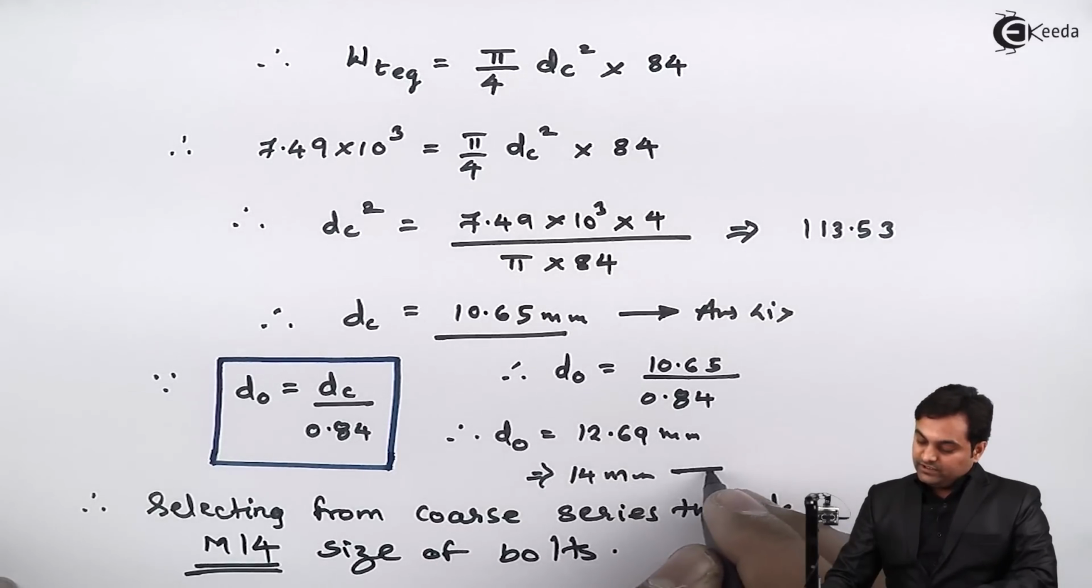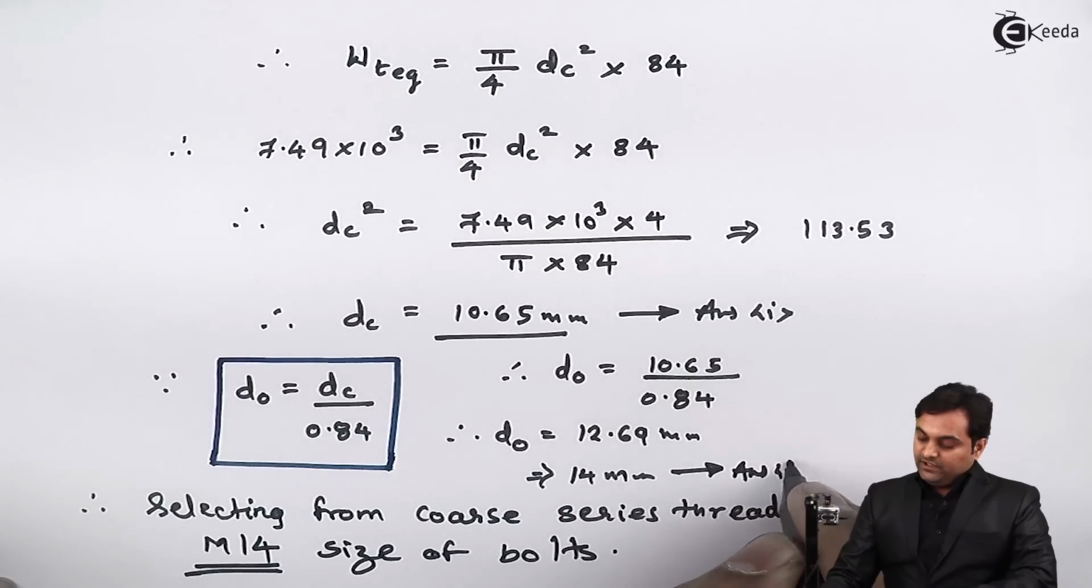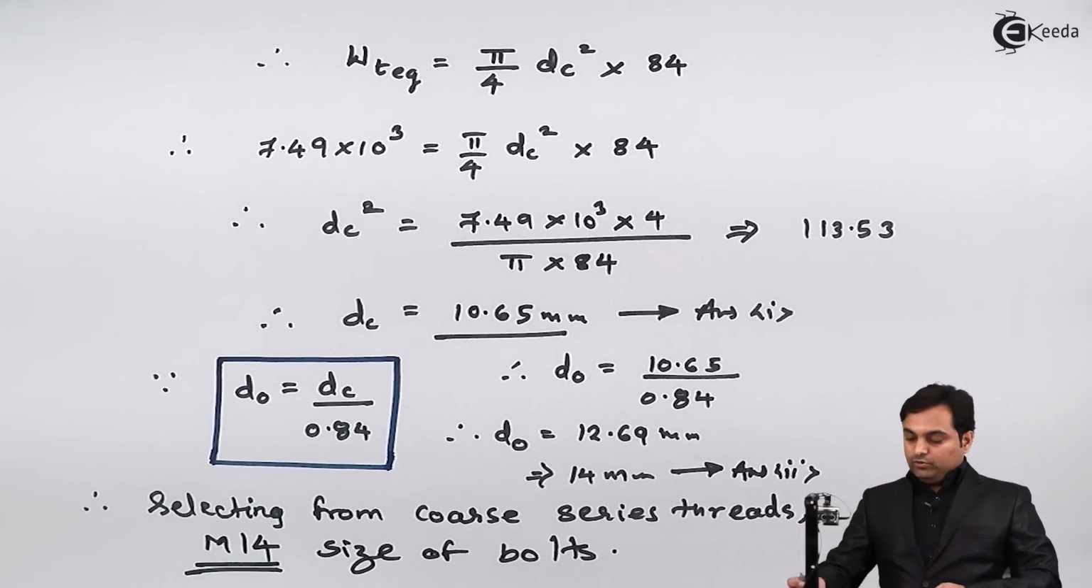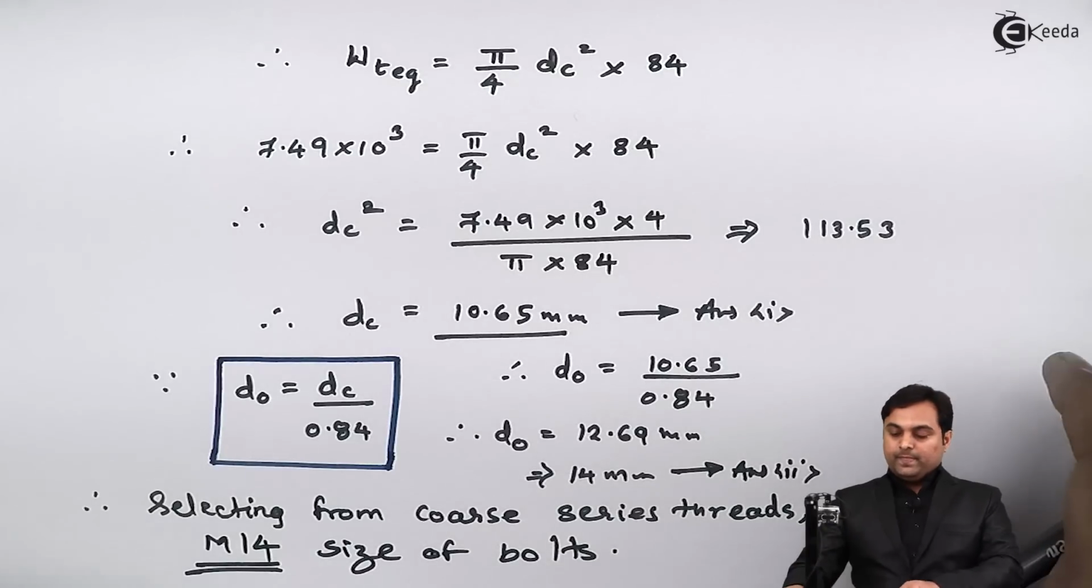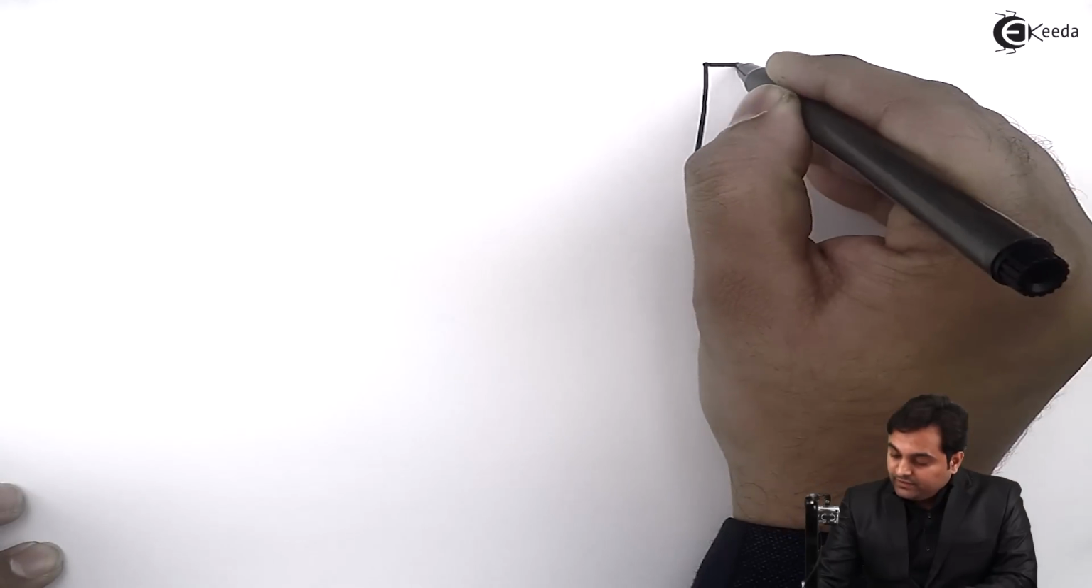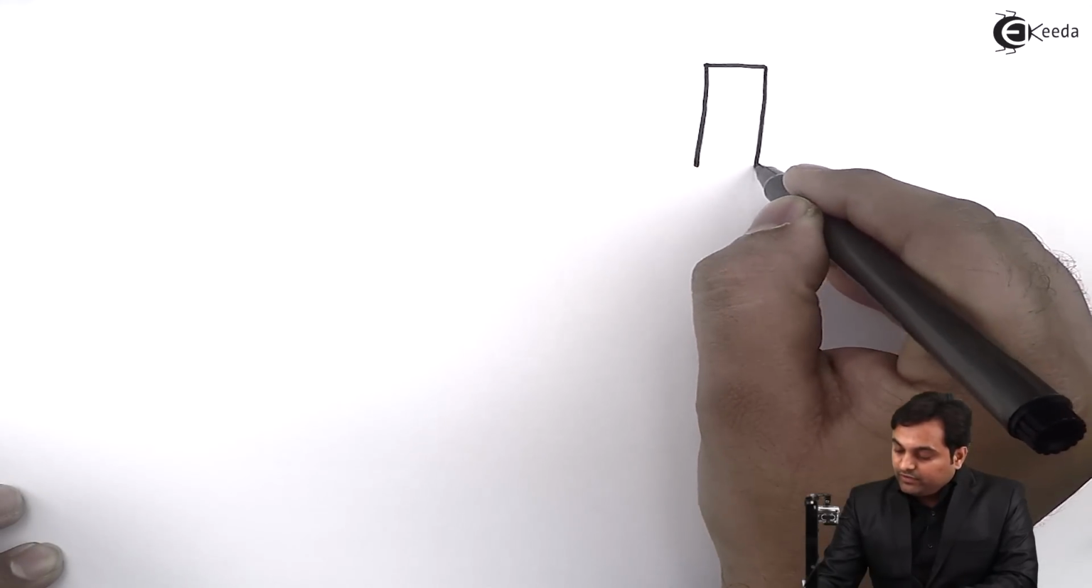So this is the second answer for us. It means we need to use a bolt having outer diameter 14, core diameter would be 10.65 mm. Now after this, the last part of the question, they were also telling us to get the cross section area of the bracket. So here it was given that the cross section is rectangle, so I am drawing a rectangle here.